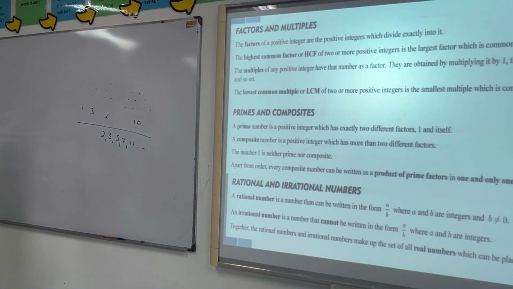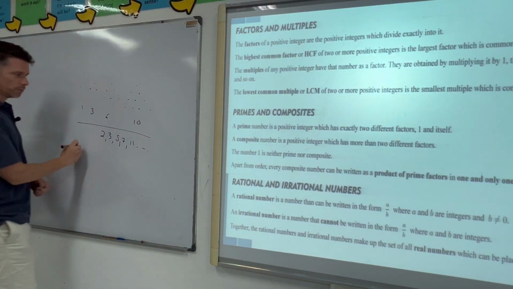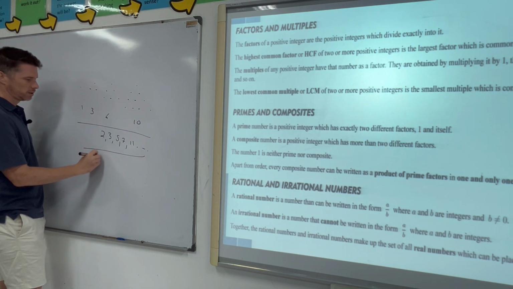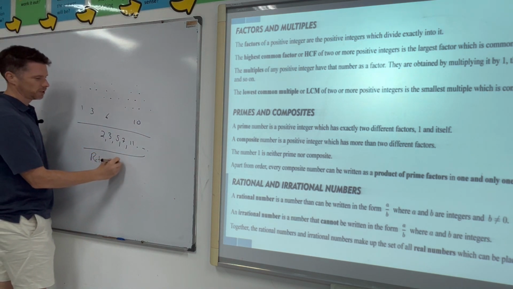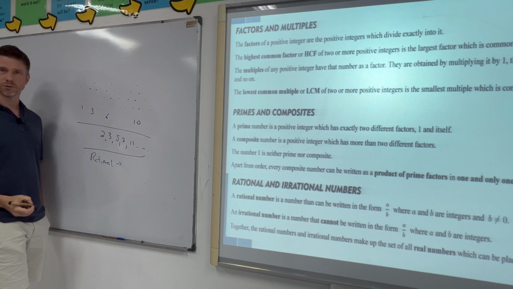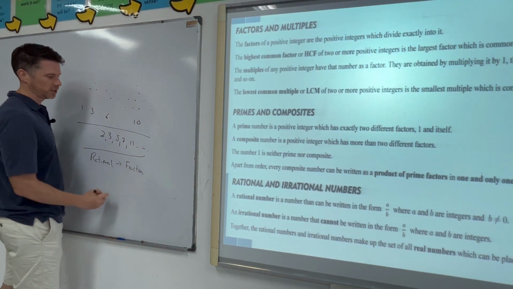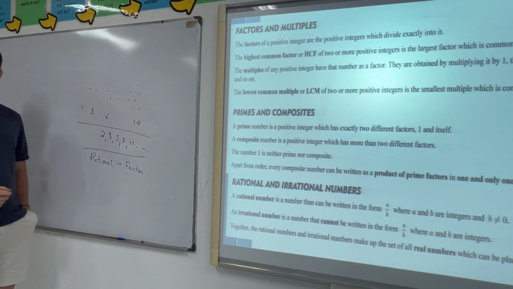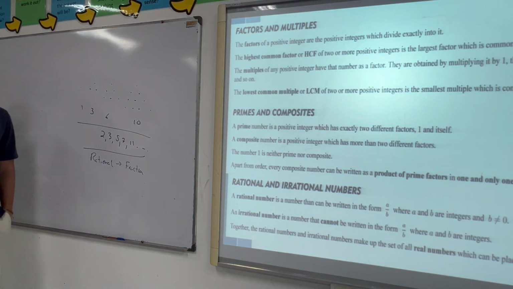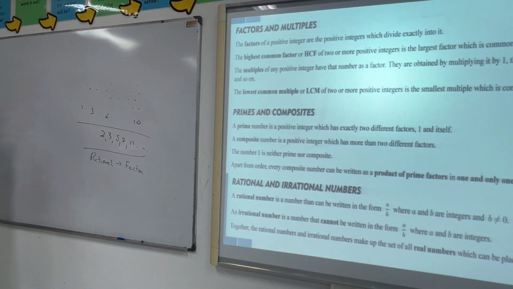Rational and irrational numbers. So the definition of a rational number: it can be written as a fraction. Anything that can be written as a fraction is a rational number. So you can convert it to a fraction. Irrational numbers then are numbers that cannot be written as a fraction. The most obvious examples are like pi, or the square root of 2, or square root of 3, or square root of 6. Can you technically do pi?